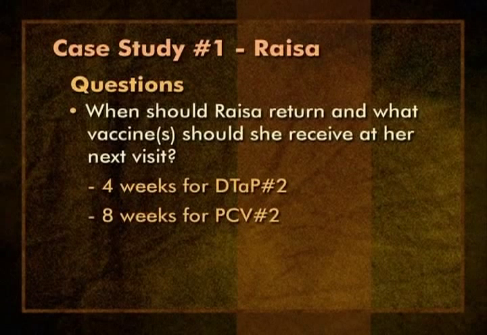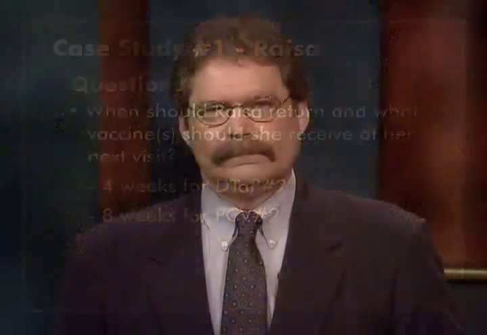RASA should return in 4 weeks for her second dose of DTaP. She will need to return in 8 weeks for her second dose of pneumococcal conjugate vaccine. For healthy, unvaccinated children, a single dose of PCV is recommended if they're 24 months of age or older. But RASA's HIV infection puts her at increased risk for pneumococcal disease, so she should receive a second dose 8 weeks after the first dose. She'll also need pneumococcal polysaccharide vaccine at least 8 weeks after the second dose of PCV.